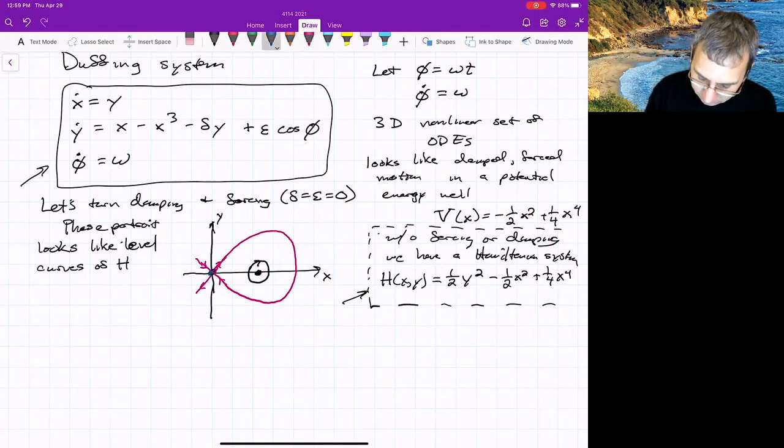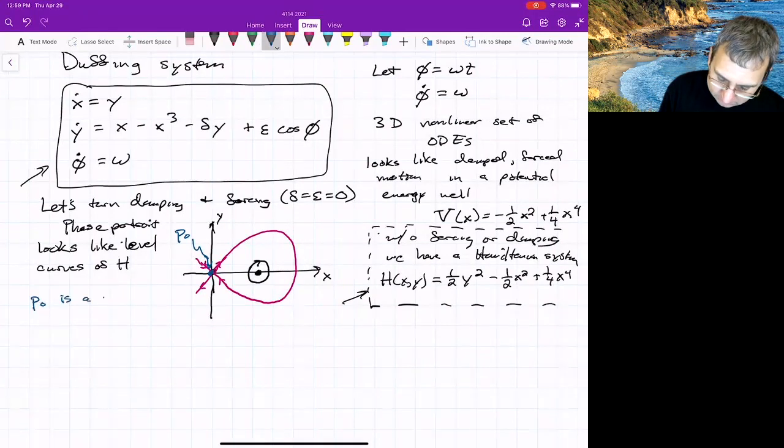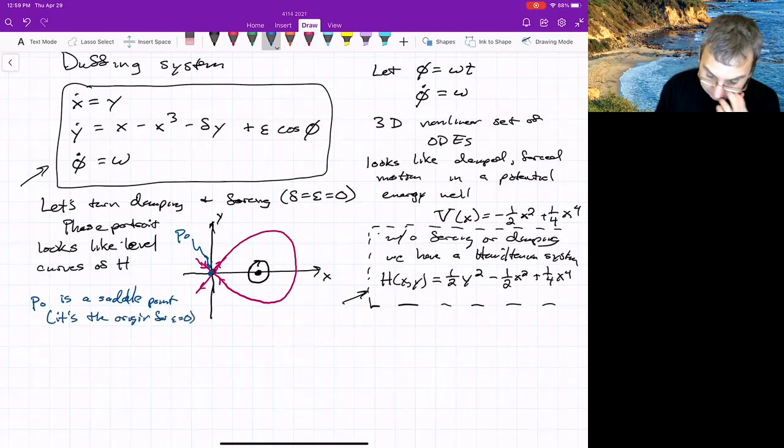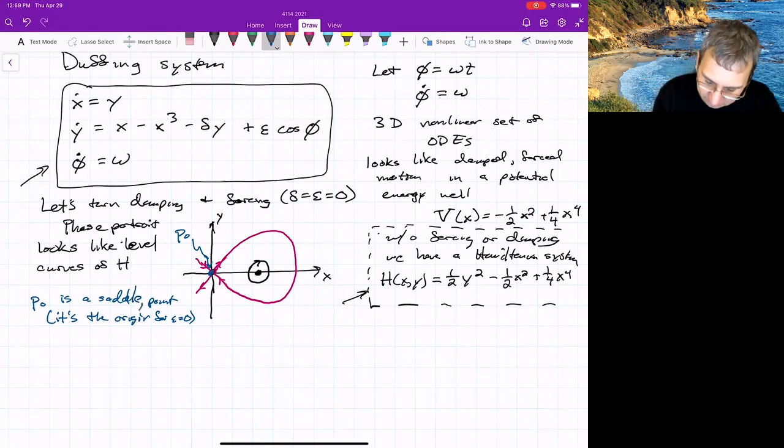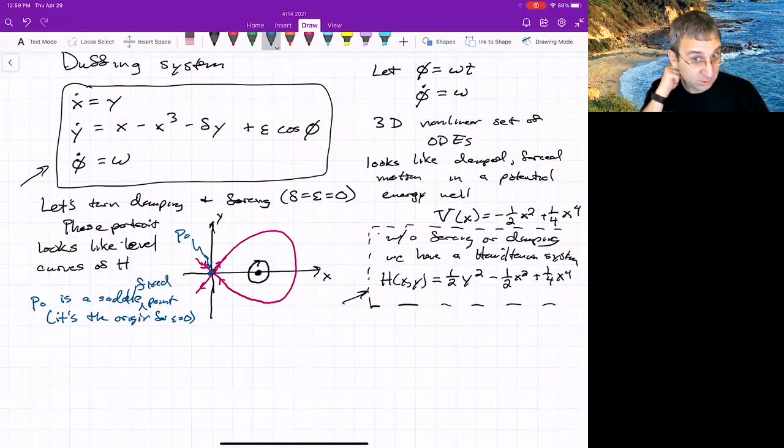I'm going to refer to this point because this point is actually the most interesting. It's P0, where P0 is a saddle point. In this case, it's the origin for these values, epsilon and delta 0. So when I change epsilon, I'll be keeping track of P epsilon. And I don't know if that's going to be a saddle fixed point anymore. So this is a saddle fixed point in terms of the classification scheme for 2D ODEs.